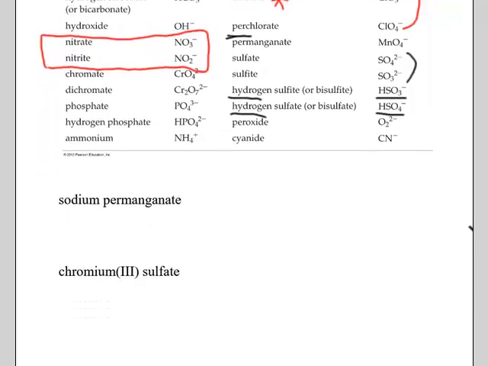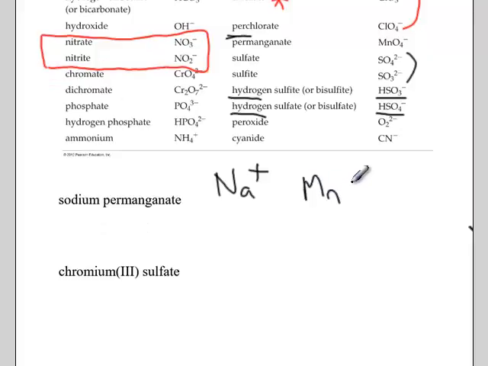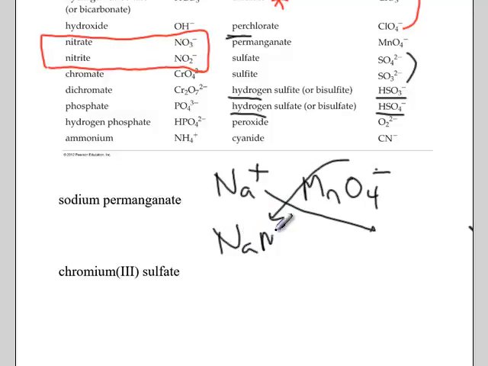So here are 2 examples where we're given the name and we want to work backwards to figure out the chemical formula. So sodium permanganate. The sodium we know is a group 1 main group metal, so it always makes a +1 cation. Permanganate comes from this table, and permanganate has the formula MnO4 with a -1 charge. So if we do the crisscross 1-to-1 ratio, sodium permanganate is NaMnO4.